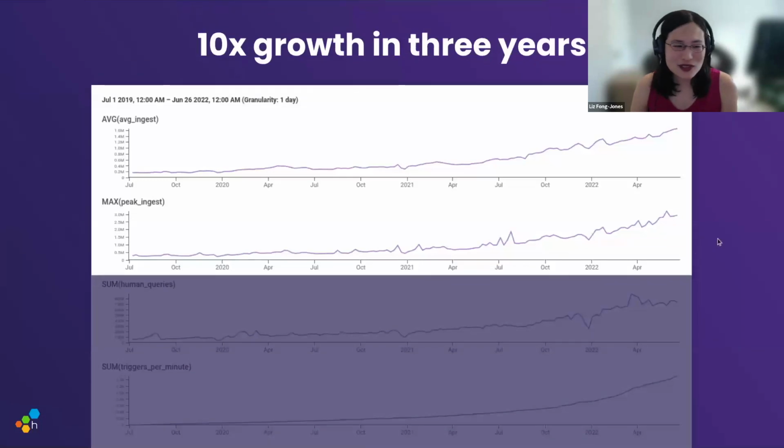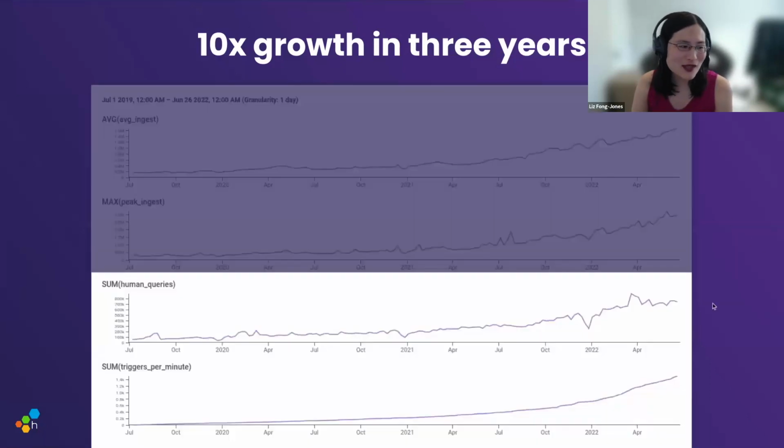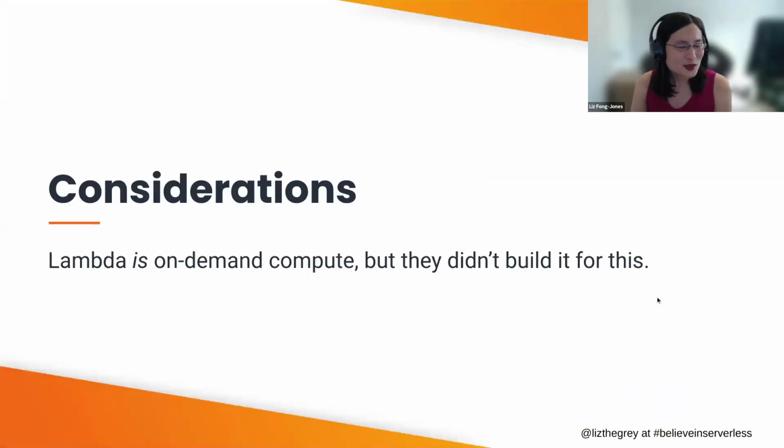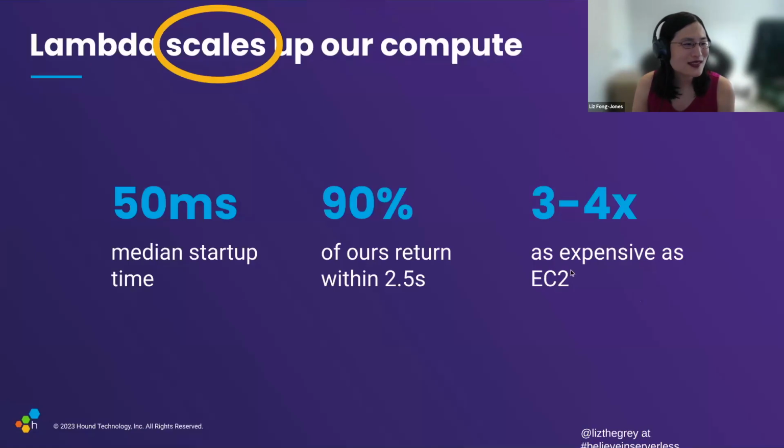And this is really a secret behind what's helped Honeycomb scale. This presentation deck is now 2 years old, but at the time we had grown by a factor of 10 in 3 years, both in terms of the amount of data that was coming in and in terms of the number of queries that people were running against that data. So why is the Lambda team not jumping up and down and saying everyone should do this?